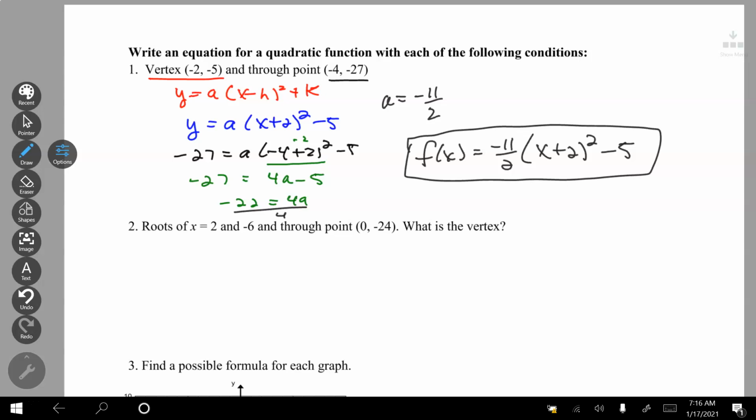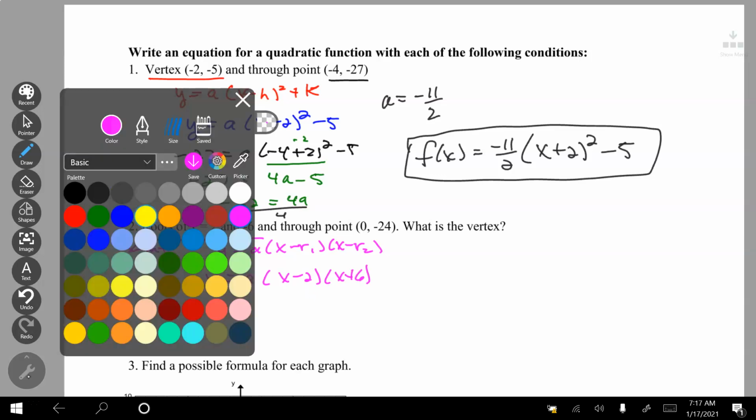Now, the next one, I'm given the roots. Another word for roots are x-intercepts. So I'm going to use this form. y equals, always after the equal sign is an a, times (x minus one root) times (x minus the other root). So I got y equals a(x minus 2)(x plus 6). Using my 2 and negative 6, remember inside the parentheses with the x is always the opposite.